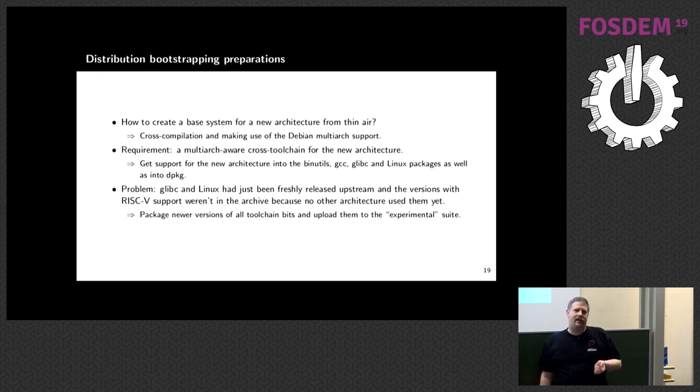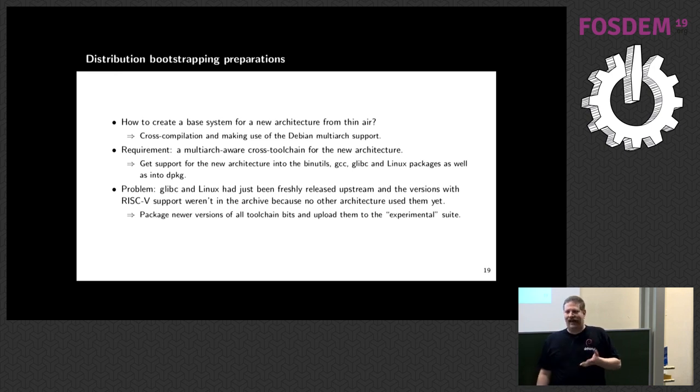And make use of the Debian multi-architecture support, which allows us to have code for multiple architectures within one root file system. So I can gradually generate packages for a new architecture. That, of course, requires getting RiscV support into the toolchain packages that we had in Debian. But as the support had just been released a few weeks ago, the binutils and GCC packages in Debian, of course, did not yet have RiscV support. So the first step was actually packaging new versions of all that and getting them into experimental.